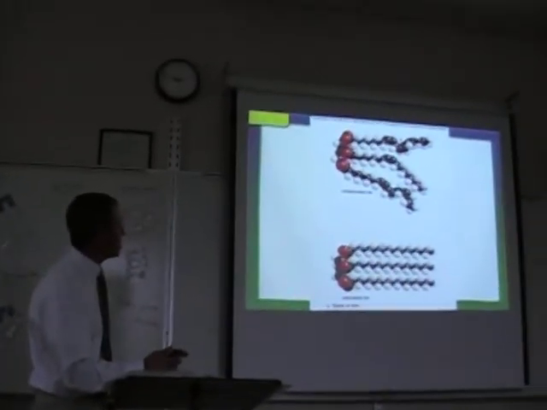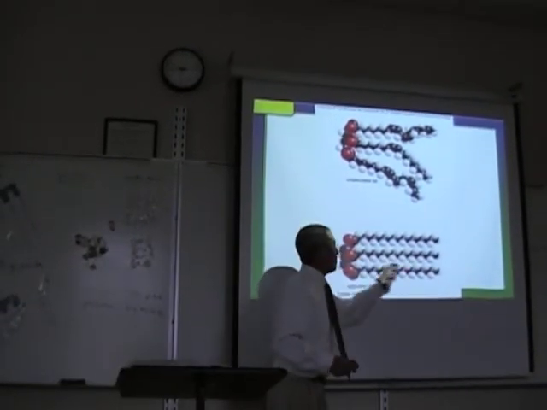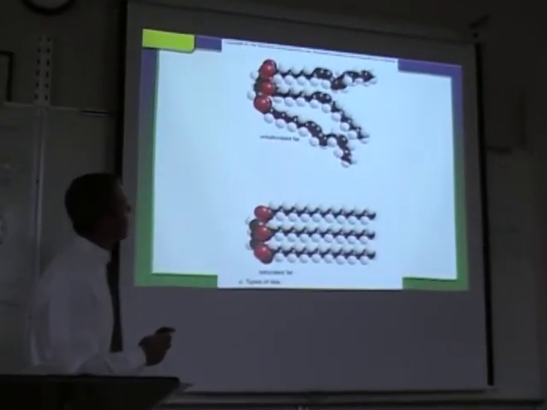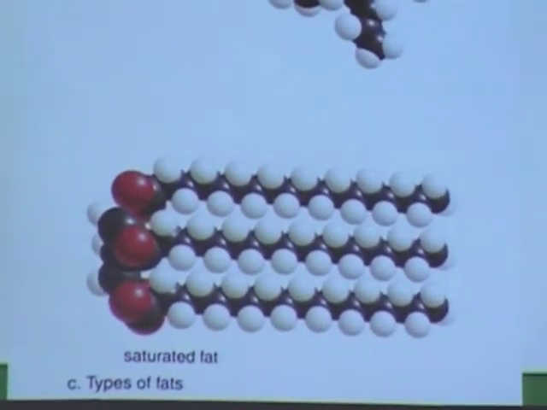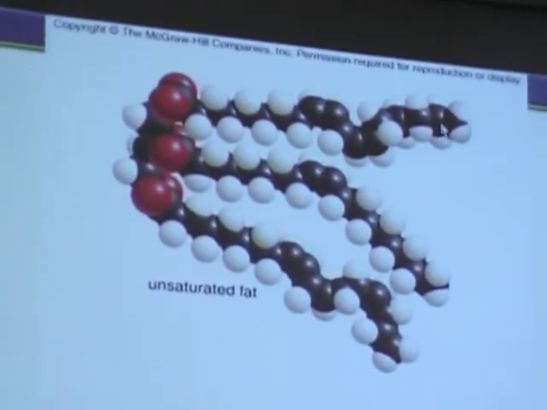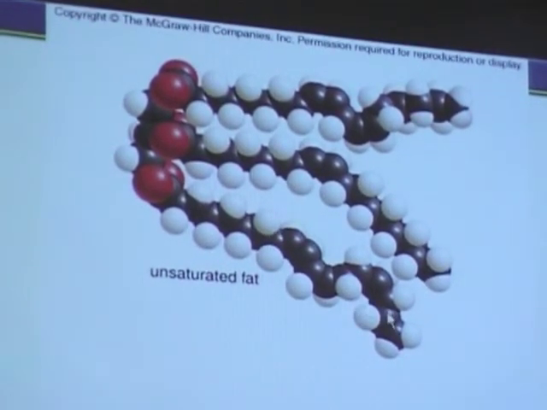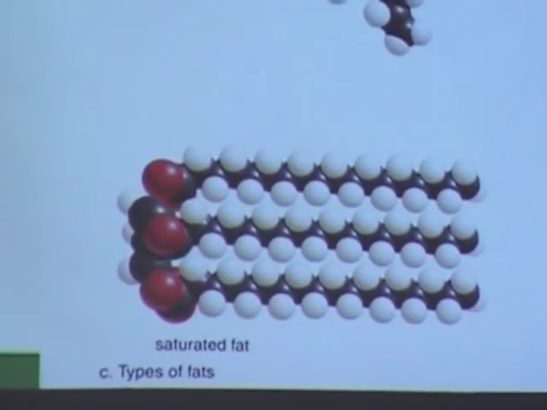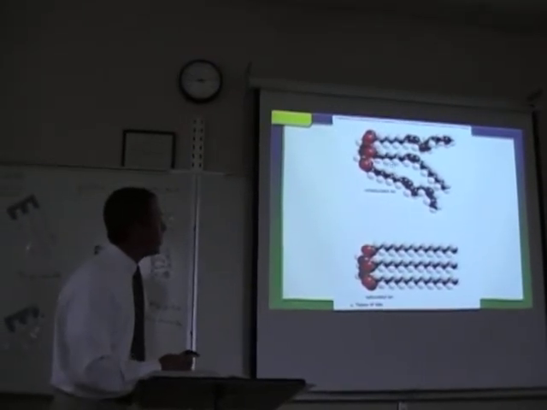If you take a look at what these things look like, here's a saturated fat where all the fatty acid chains are completely straight. Here's an unsaturated fat where the fatty acid molecules are bent, because of double bonds. Is that a branching bond? Yeah, it is a branching molecule.